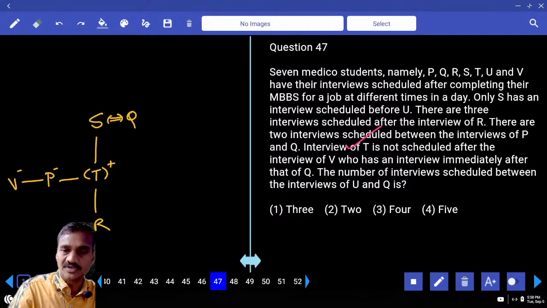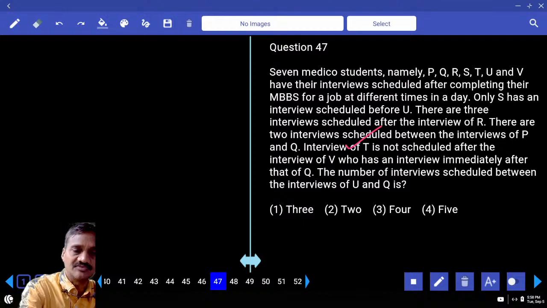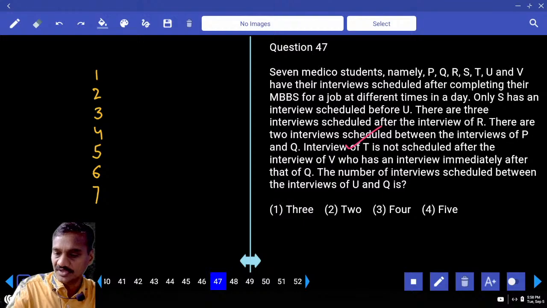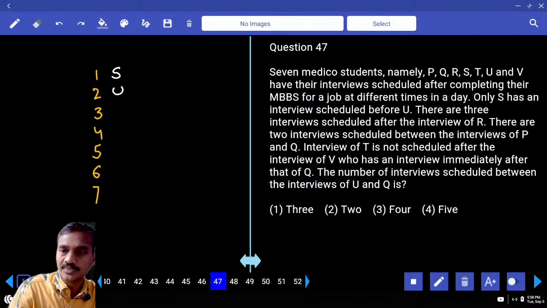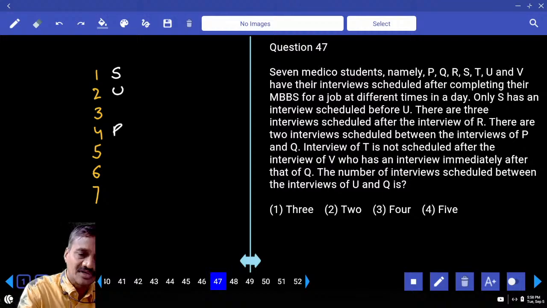The next one, 47. Now there are some 7 medicos: 1, 2, 3, 4, 5, 6, 7. Now these 7 medicos, P, Q, R, S, T, U, V, have their interview scheduled after completing their MBBS. Only S has an interview scheduled before U. Only S is scheduled before U. All the remaining persons are after this U only. And there are 3 interviews scheduled after R. After R, there must be exactly 3. Hence R must be at the 4th place.